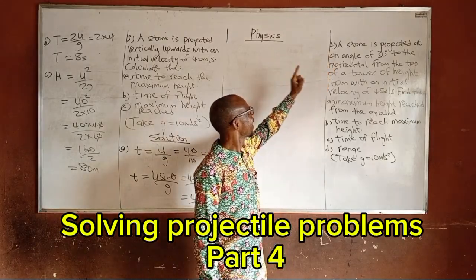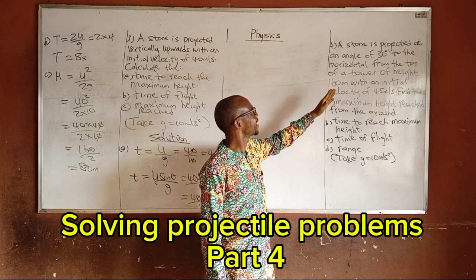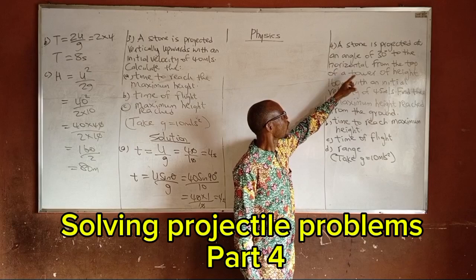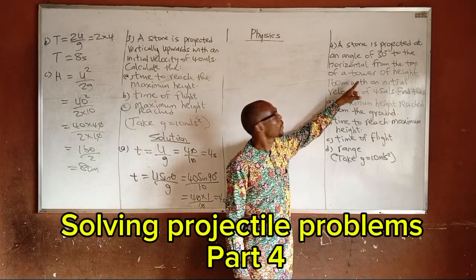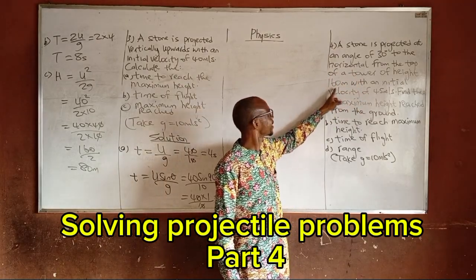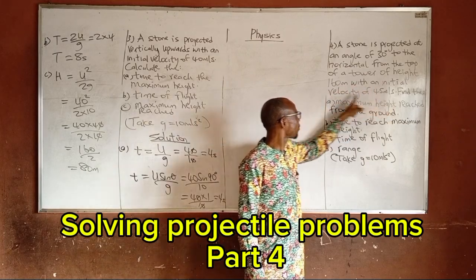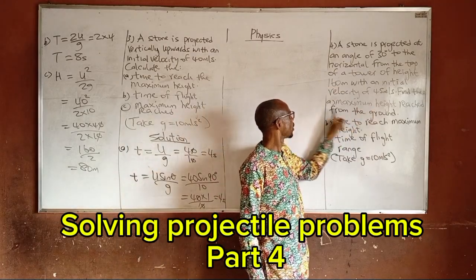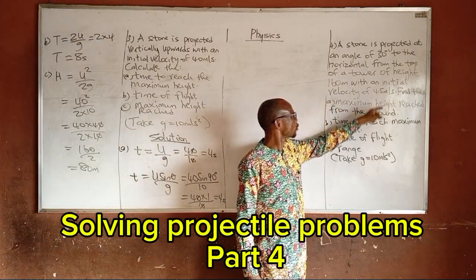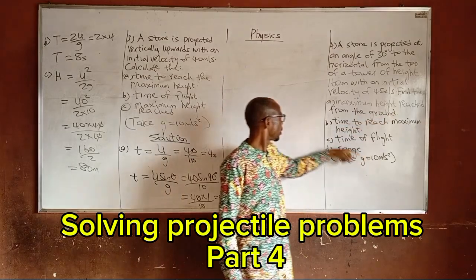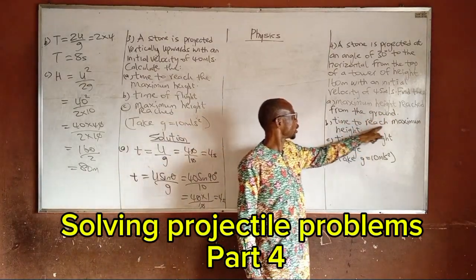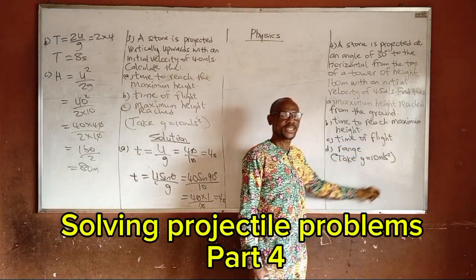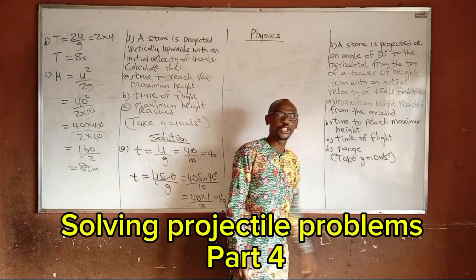Question: a stone is projected at an angle of 30 degrees to the horizontal from the top of a tower of height 160 meters with an initial velocity of 45 meters per second. You are to find: A, the maximum height reached from the ground; B, time to reach maximum height; C, time of flight; and D, range.